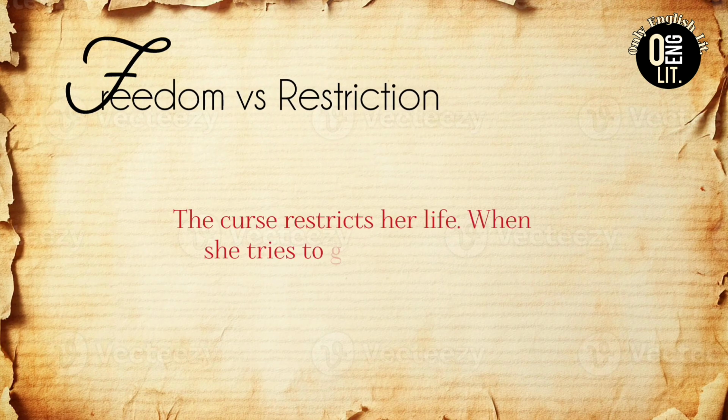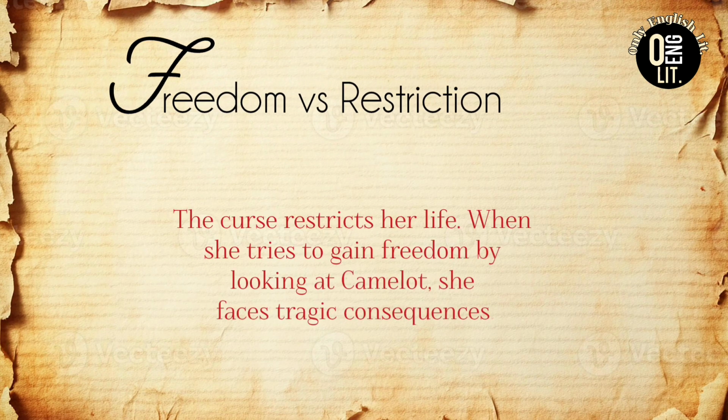Freedom versus restriction is also central to the poem. The lady is bound by a mysterious curse that forces her to keep weaving and prevents her from looking directly at Camelot. Her life is controlled and restricted by this unknown force. Even though she does not fully understand the curse, she obeys it out of fear. When she finally chooses to disobey and look at Camelot, she exercises her freedom. But this act leads to the fulfillment of the curse. This shows that freedom often comes with consequences, and breaking away from restrictions can be both liberating and dangerous.